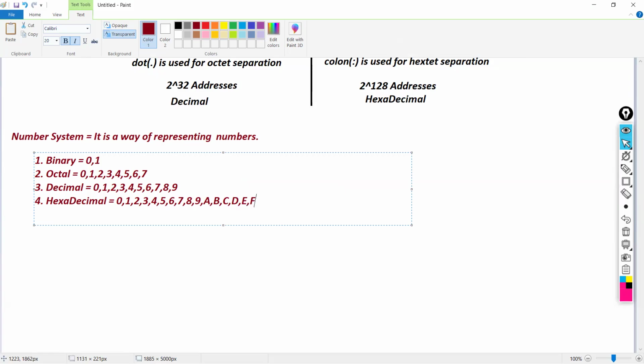Okay, why is it A, B, C, D, E, and F? Why not again 10, 11, 12, 13, 14, 15? Why is it A, B, C, D, E, F? Why not 10, 11, 12, 13, 14, 15? If I'm writing 1 and if I'm writing 10, there's a difference, right?